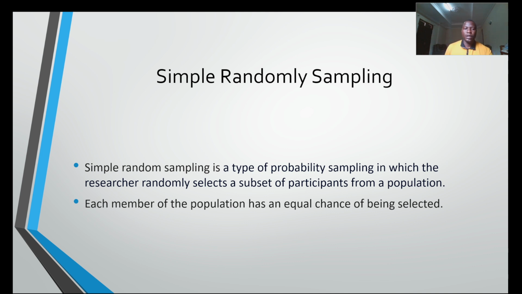Today I'm going to show you how to do simple random sampling. Simple random sampling is a type of probability sampling in which the researcher randomly selects a subset of participants from the population, and each member of the population has an equal chance of being selected.